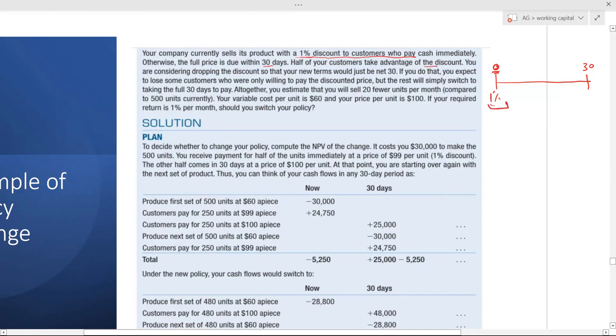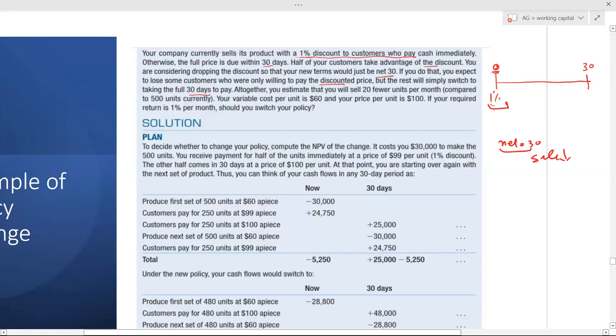And you are considering dropping the discount so that your new terms would just be net 30. So your new policy is no need to give any discount, just net 30. Of course, when you are dropping the discount, you are expecting your sales to drop. So this will happen. If you do that, you expect to lose some customers who are willing to pay the discounted price, but the rest will simply switch to taking the full 30 days to pay. The rest are thinking that we are okay with the new policy.